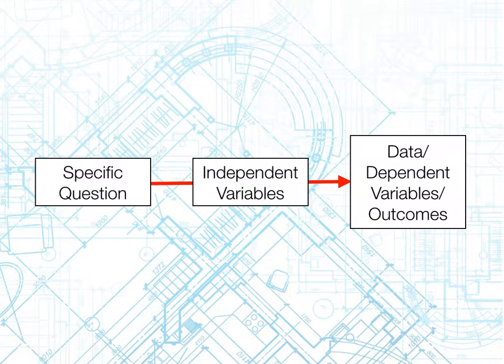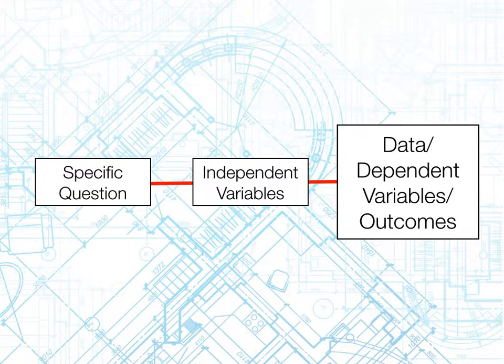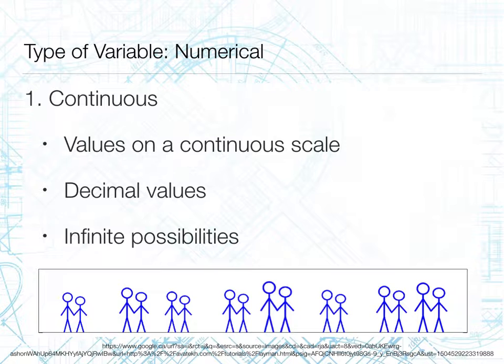When we're looking at a research question, at the most basic level, you'll have inputs and outputs, or independent and dependent variables. Variables can be anything at all, but they result in data that needs to be described and analyzed. Variables can be numerical, that is, they consist of numbers.